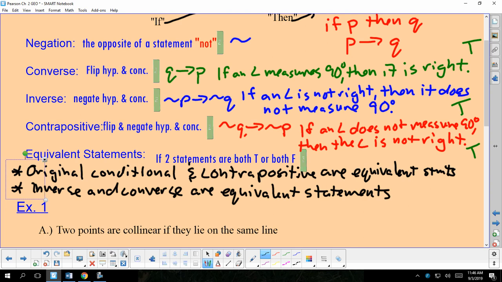So we know if the original conditional is false, the contrapositive is going to be false. Or if the original conditional is true, the contrapositive is going to be true. And the same thing for the inverse and converse. If the converse is true, the inverse is going to be true. If the converse is false, the inverse is also going to be false. It's going to be the same.